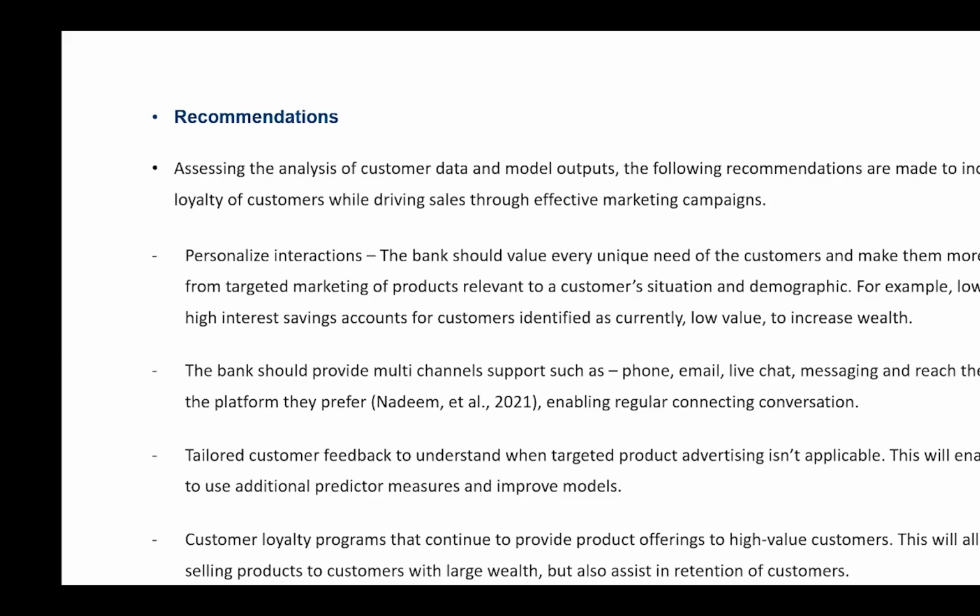The next one is customer loyalty programs that continue to provide product offerings to high-value customers. This will allow the bank to continue selling products to customers with large wealth, but also assist in retention of customers. Next recommendations.